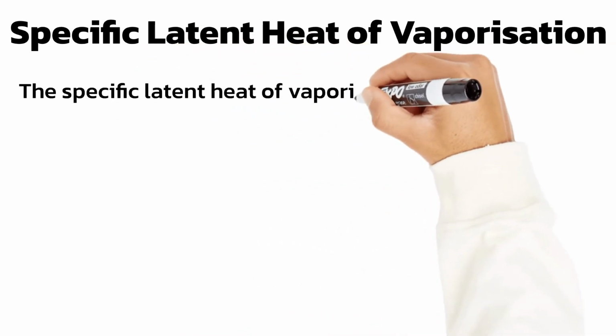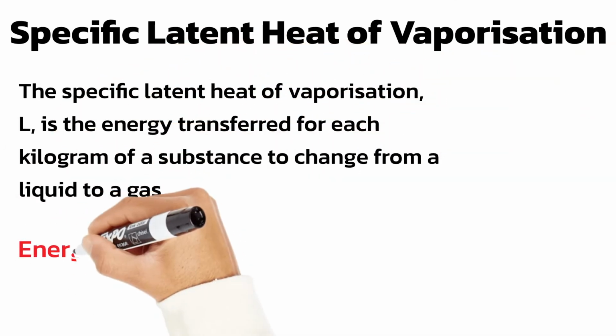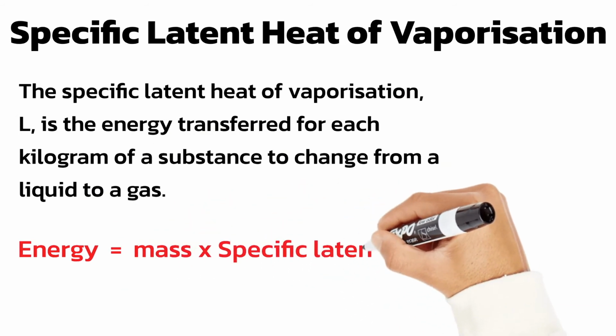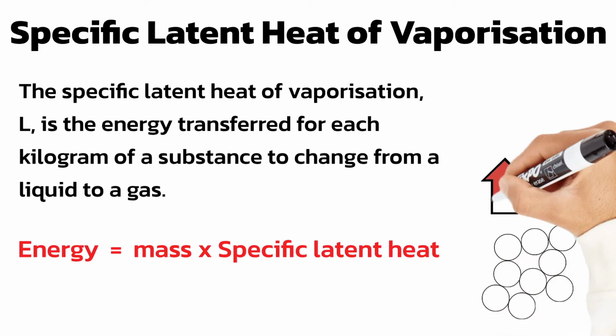The amount of energy needed to boil or condense 1 kilogram of a substance at its boiling point is known as the specific latent heat of vaporization. The formula needed to calculate the energy transferred is the same, but the specific latent heat value will be different.